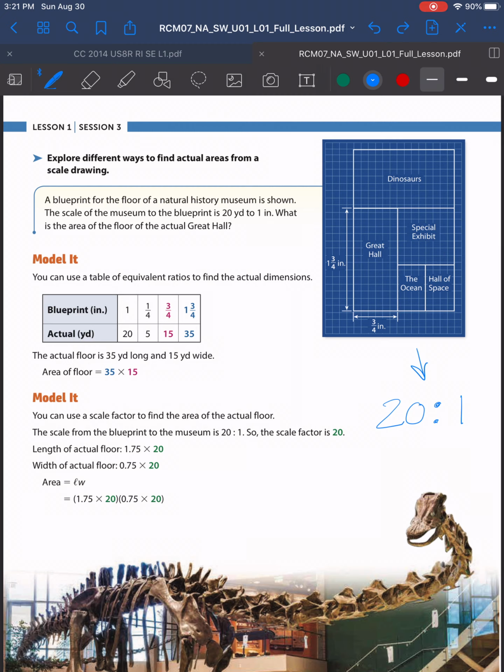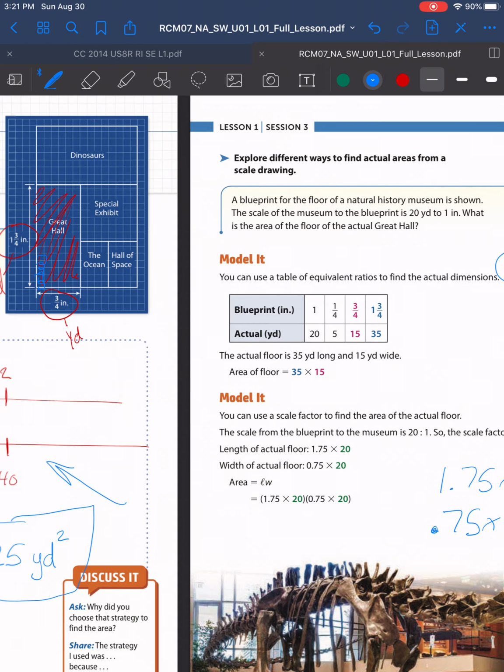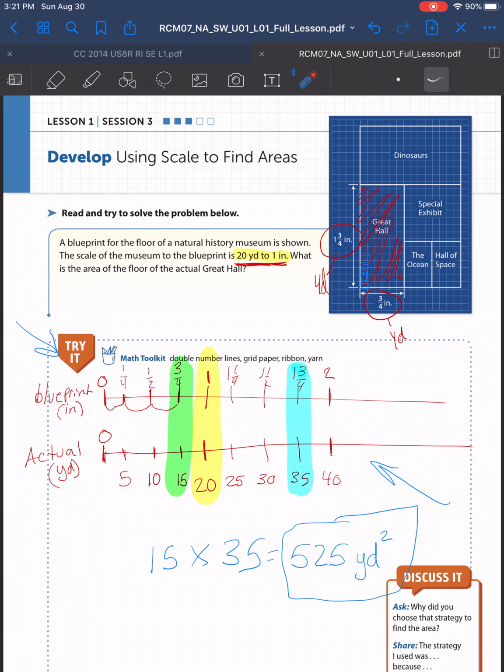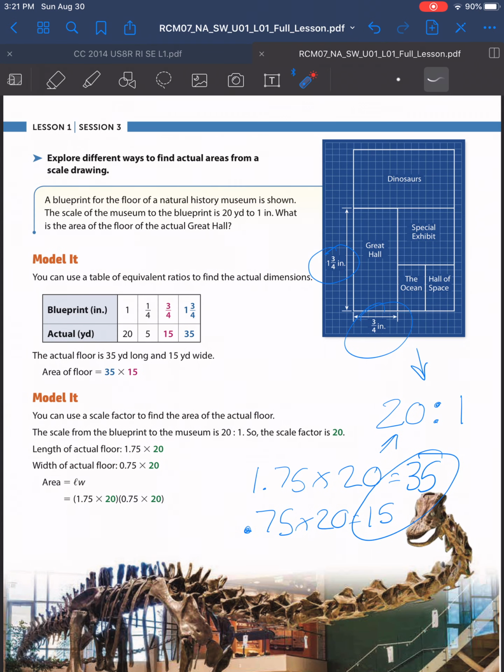20 is the length of the actual floor. So if you took this fraction, I'm going to change it to a decimal, 1.75, and you multiply by the scale factor, which is 20, you would get what they said over here, which was 35. And if you took this and changed it to a decimal, I'm going to say 0.75 times 20, you would then get 15. Then you'd multiply both of those to get the area, okay? So here's a way to do it in like a chart or a table or like a picture, okay? So if you need to try it with a picture, there's your answer. If you want to do it mathematically, here's your answer, okay?